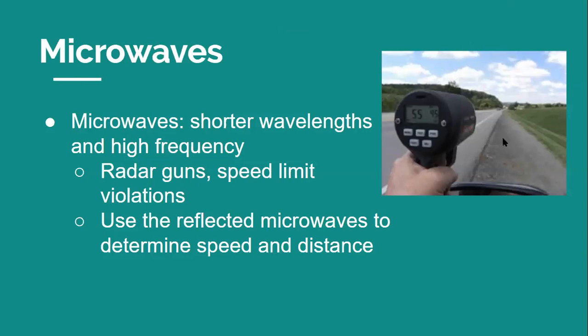Radar is this little machine right here that cops usually use for looking at speed limit violations. If you're traveling on a road, hopefully you're not going above the speed limit. Well, if you are, they're going to be able to capture that using these microwaves and give you a speeding ticket. They're also used to measure the speed of a baseball pitch in baseball games. And of course, they are also used in the conventional microwaves that we use.